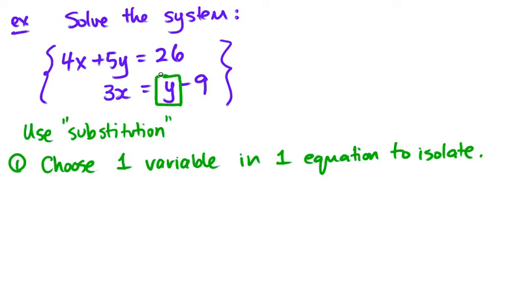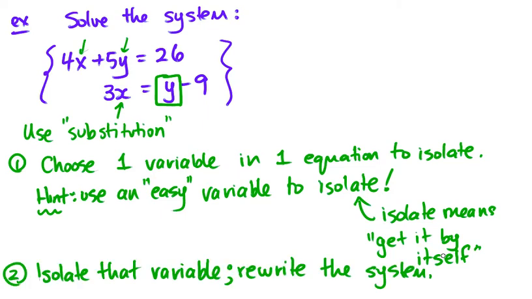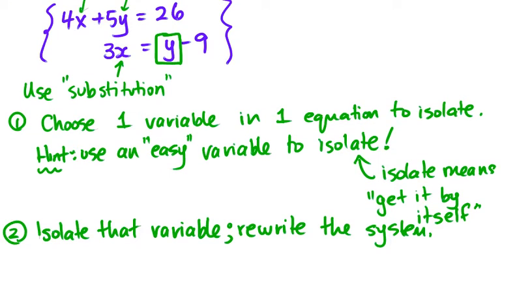If you try to isolate any of the other variables, so this x or this y or this x, it will be much more difficult to isolate. And isolate means get it by itself on one side of the equation. So again, isolate means to get it all by itself. So I choose that variable to isolate, and then my next step is to actually isolate that variable, and in doing so, also rewrite the system. So I'll scroll down here, give myself a little bit more room.